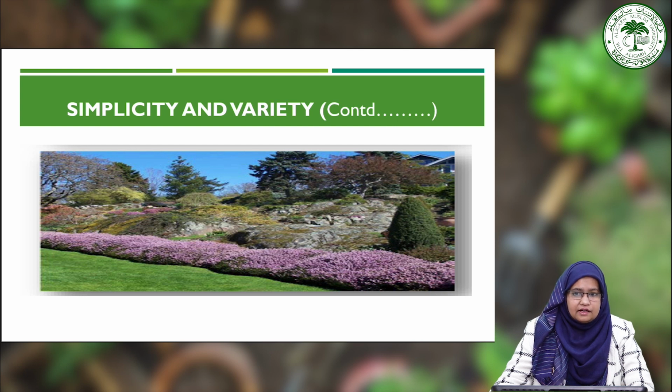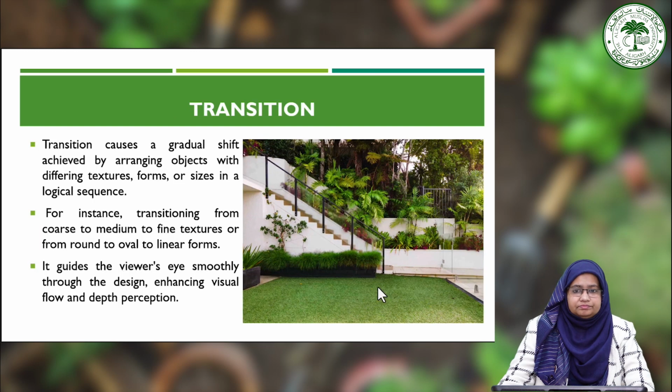Similarly, at Abkhazi Garden, Victoria, simplicity is created with the row of purple heather and the lawn, and variety is created with the assortment of plant material on the rocky hillside. As we can see, this is the creation of simplicity, and the variety is created by the rocky hillside. These are creating the variety and these are the simple elements that are creating simplicity.